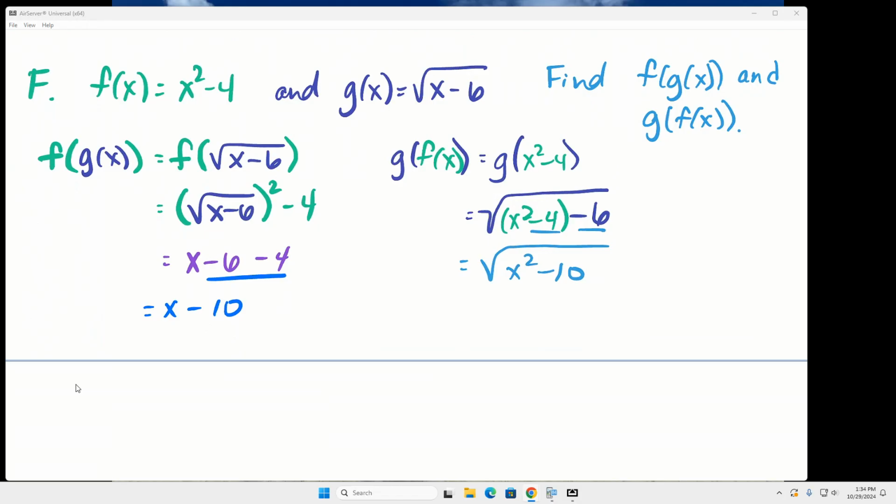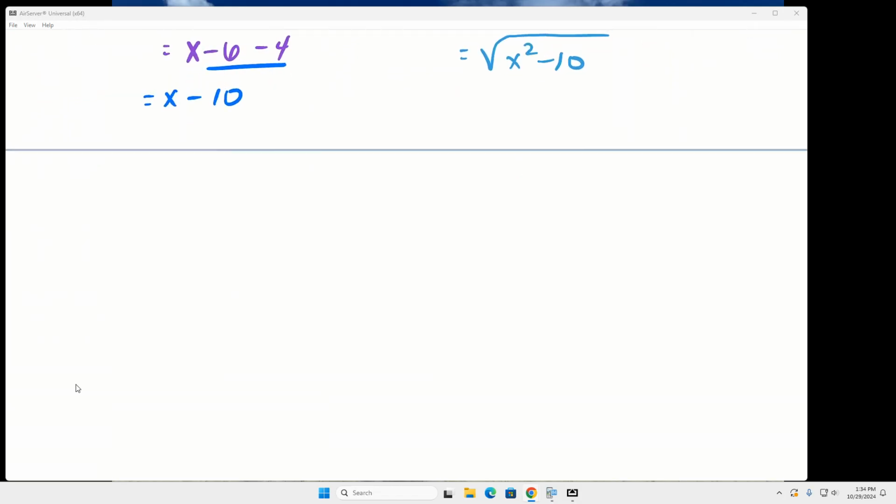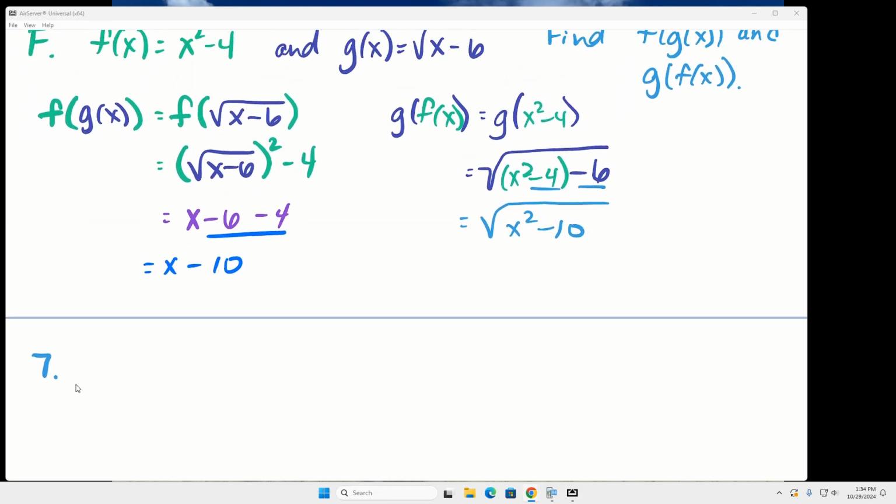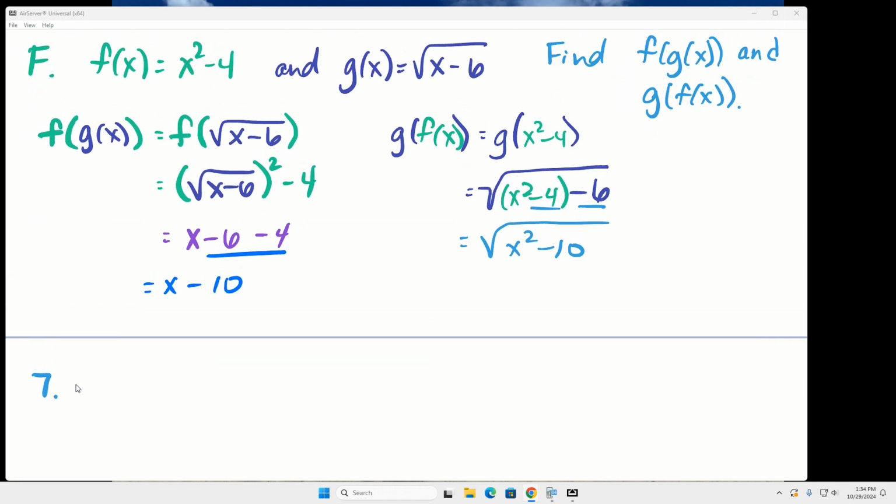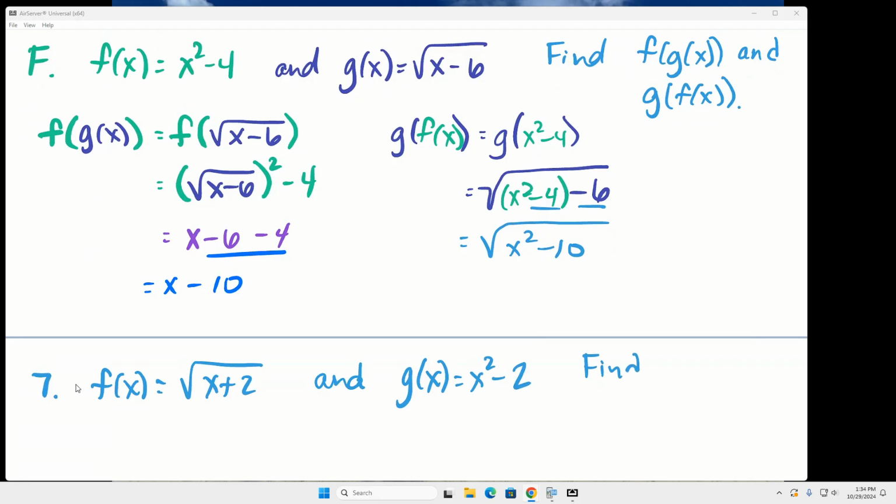All right, you ready to try one? I'm going to have you do number 7. I'll leave that up there so you can see it. So number 7, f of x is the square root of x plus 2. G of x is x squared minus 2. And you're going to find f of g of x.